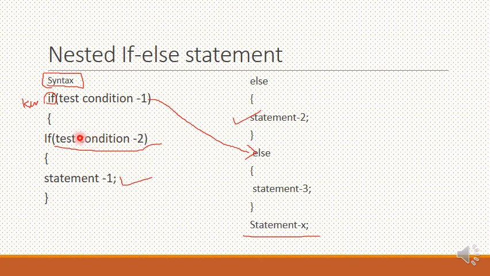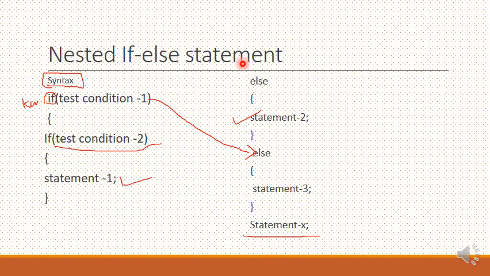If you think that this condition is false, then what happens? This statement 1 is not executed. The else block of this if statement is executed, that is else statement 2. If this is false, the else block is executed; statement 1 and statement 3 are not executed. After executing statement 2, it executes statement X. Like this, this nested if is going to work.